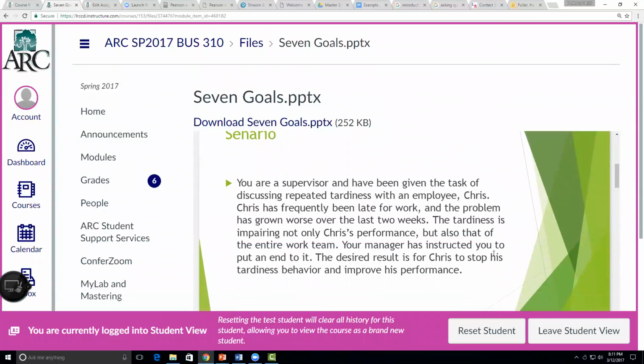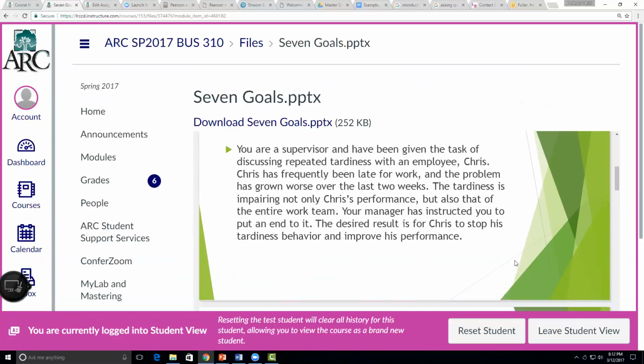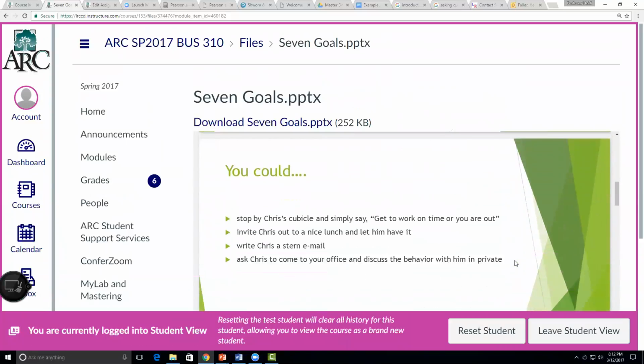So we've got a scenario here. You are a supervisor, right? And you've been given a task of discussing repeated tardiness with an employee, Chris. Chris has frequently been late for work, and the problem has grown worse over the last 2 weeks. The tardiness is impairing not only Chris's performance, but also the entire team. Your manager has instructed you to put an end to it. The desired result is for Chris to stop his tardiness and behavior and to improve his performance. So let's talk about this.